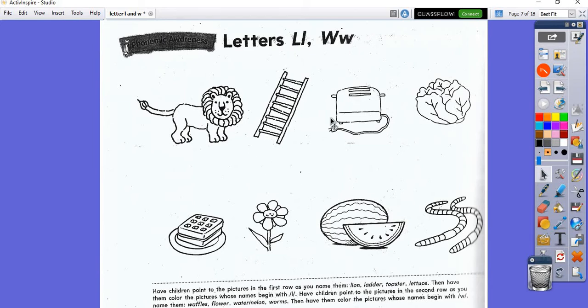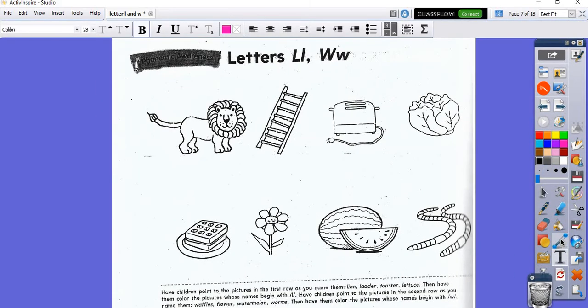We are going to write the name. What picture is starting with letter L and letter W? Are you ready? Yes, we are going to write the correct spelling for letter L and letter W. What picture is this? This is lion. Lion. We are going to write the spelling for lion.